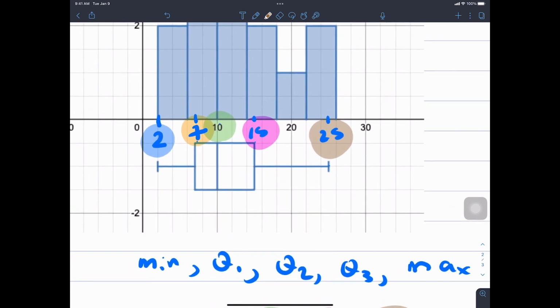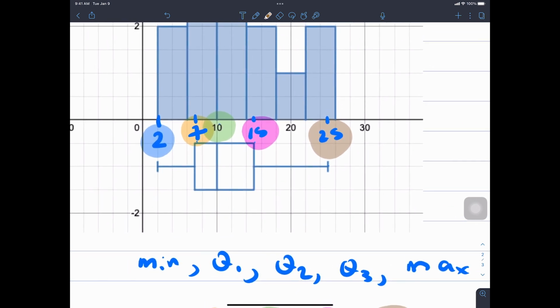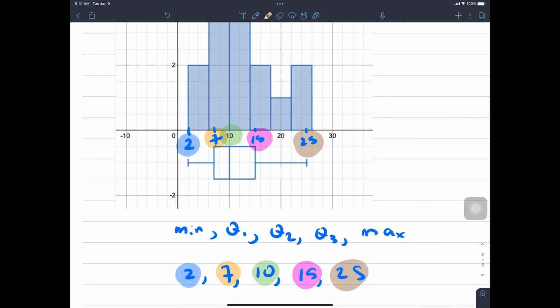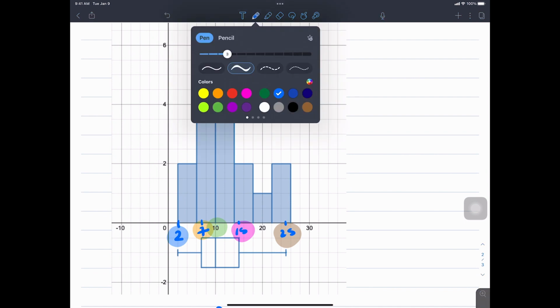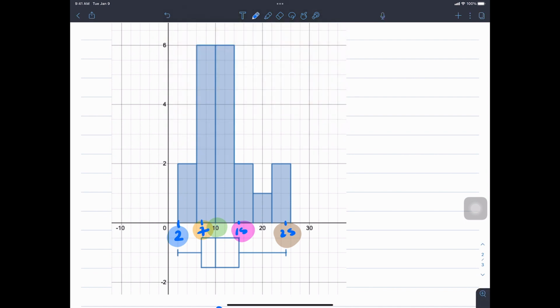All right, so we know some things about this. Let's ask about the distribution. What would you say? Is it left skew, right skew? What do you think? Is it normal?